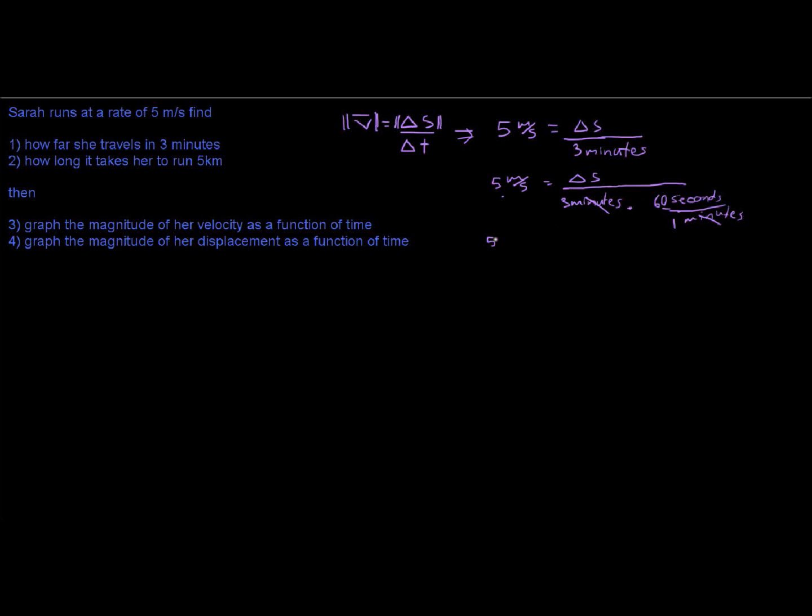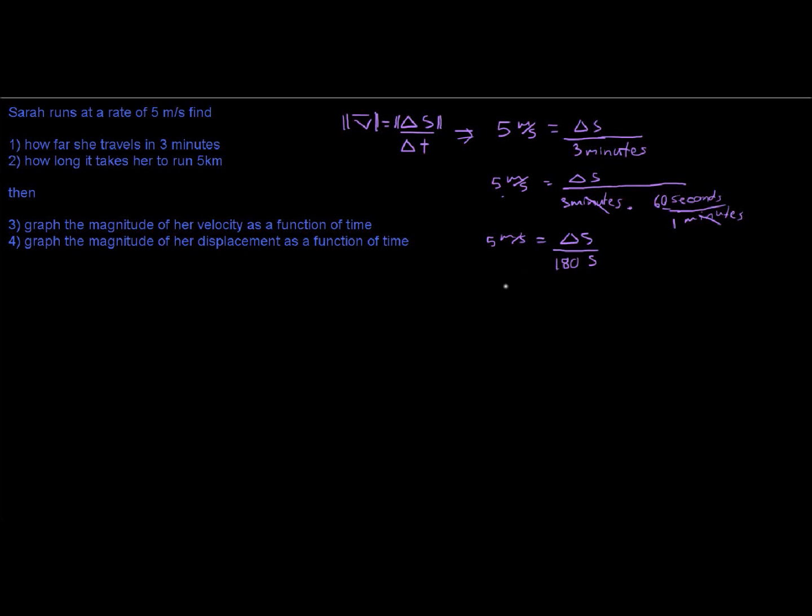So we can say 5 meters per second is equal to our displacement, or rather the magnitude of our displacement, because again we don't have a specified direction, over 180 seconds. And I'll just say s. Now this is simple algebra.